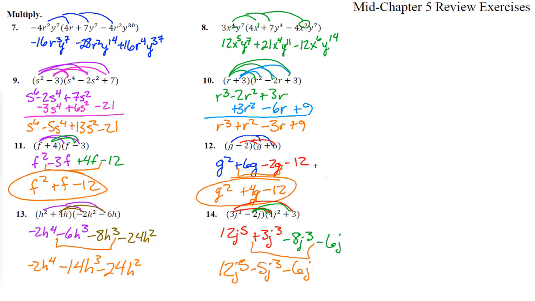Now we should note a couple of things. These ones where they're simple little binomials like this, notice that 4 times 3 was 12, 4 times a negative 3 was 12, and 4 plus a negative 3 was a positive 1. Negative 2 times 6 is a negative 12, negative 2 plus 6 is a positive 4. So there are some patterns emerging from these exercises.